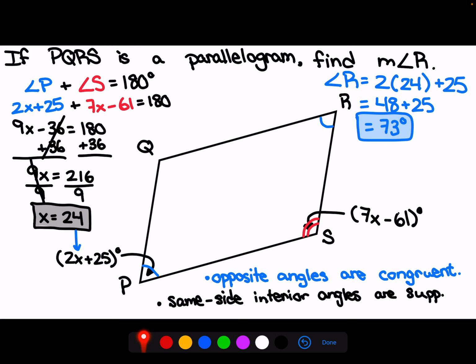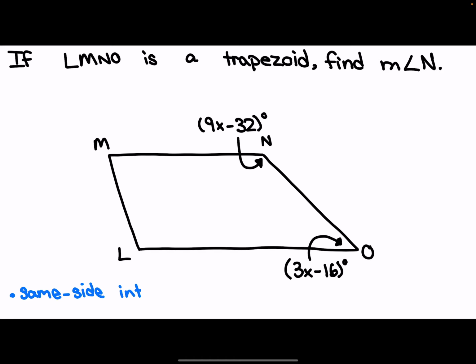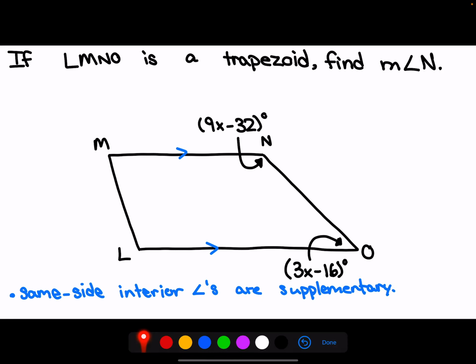All right, next up. If LMNO is a trapezoid, find the measure of angle N. So first off, if we have a trapezoid, all we know is that bases are parallel. And we can tell a base from a leg because if it looks like it's parallel, those are the bases. So MN and LO are parallel to each other. Now, if that's the case, NO is a transversal line, and angle N and angle O are same side interior angles. And we know same side interior angles are supplementary.